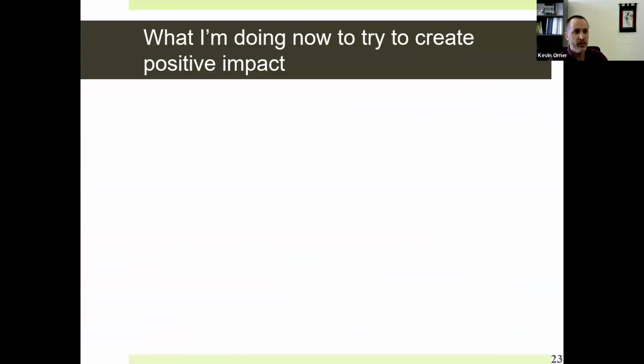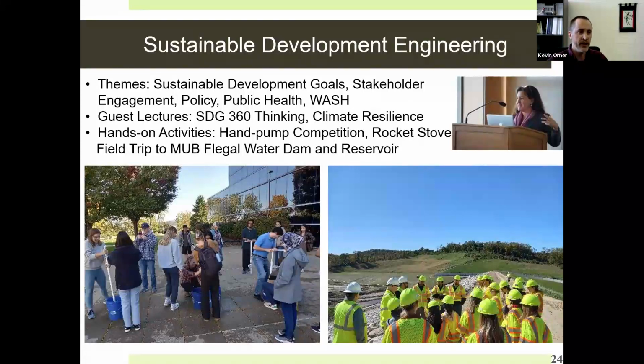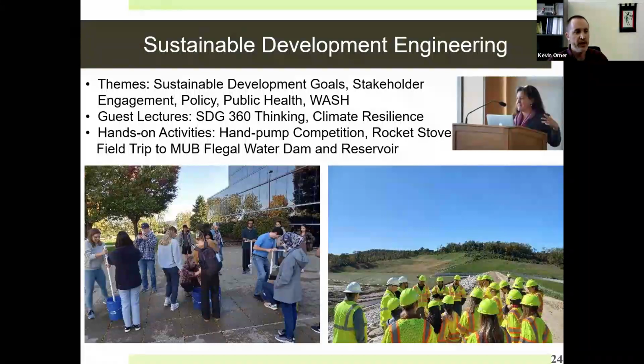So I'll just briefly mention a couple of things I'm trying to do now to create positive impact. One thing I'm doing is that this semester, and I've taught it one semester previously, is teaching a sustainable development engineering course. So I'm teaching students about sustainable development goals, stakeholder engagement, policy, public health, bringing in people to provide guest lectures of what people are doing in practice so people know what's being done in communities and kind of give them a vision for if they want to do this work in the future, what they can do, and then also having hands-on activities.